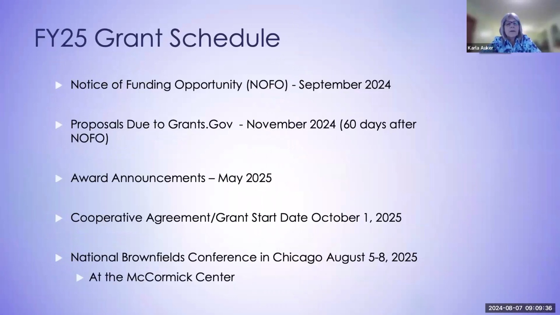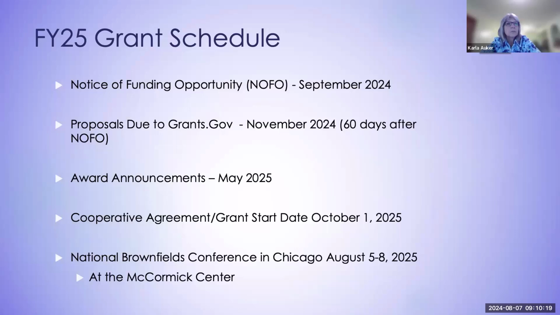First off, our FY25 grant schedule. The goal, our headquarters goal, is to get the funding opportunity notice out at the beginning of September. However, the way things usually go, it's probably going to be more like mid to late September. So sometime in September, start keeping your eyes peeled. The proposals will be due 60 days after the notice of the funding opportunity availability, likely mid to late November. The announcements will be made next May 2025, and your cooperative agreement / grant will start on October 1st.